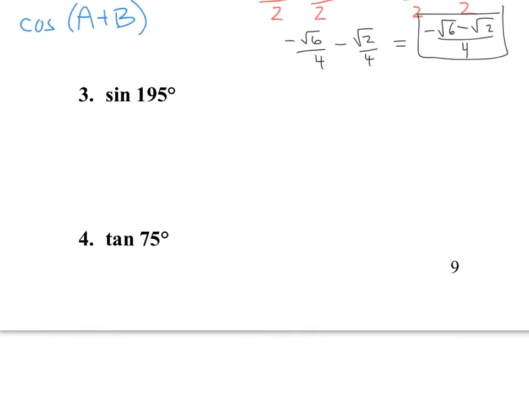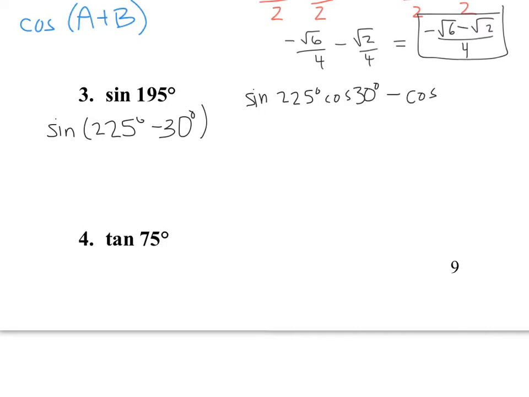Third one, sine of 195. How do I get 195 degrees? So 180 and 15, nope, those aren't exact values. So I'm going to do 225 and 30. I think getting those two angles might be the hardest part for people. And I'm subtracting them, so this is a sine of A minus B. So I plug this in, and I get the sine of 225 cosine 30 minus cosine of 225 sine of 30.